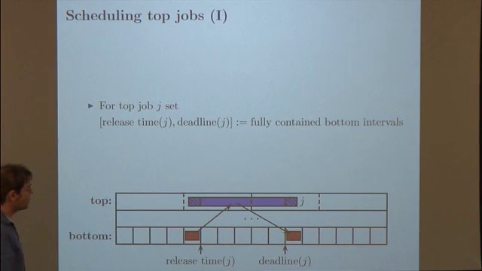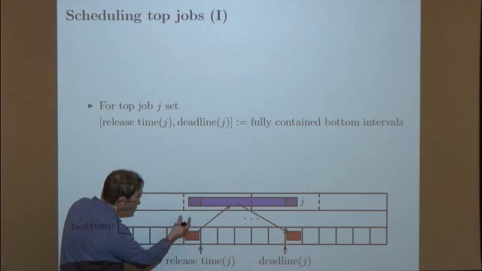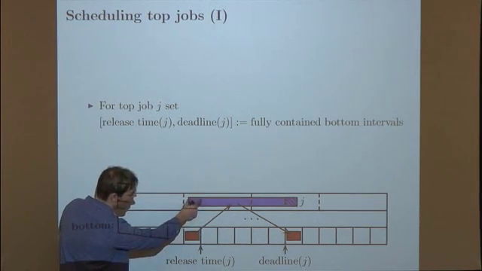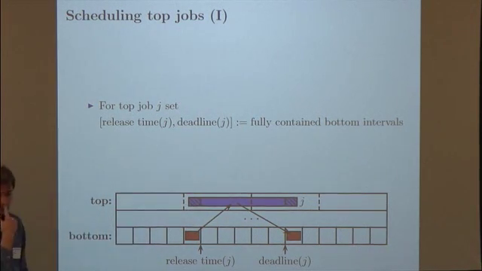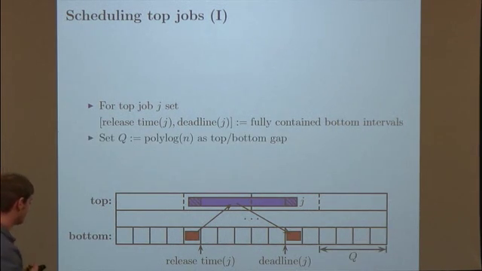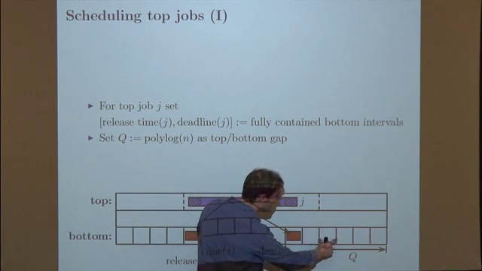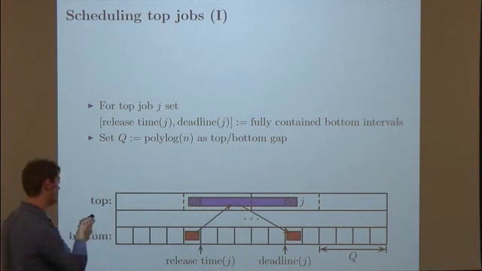If you look at the support of the top job, there's a little bit of a problem because there's some fraction of its support where I'm now forbidden to schedule the job. Okay, but here's the claim. The point is that the bottom intervals are a lot shorter than the top intervals, and the gap is some polylog term.